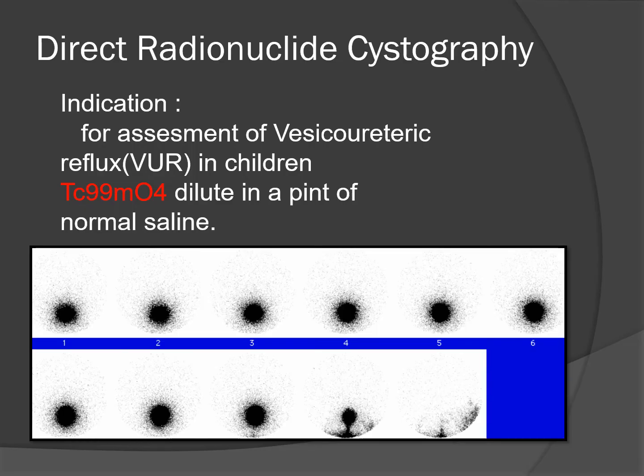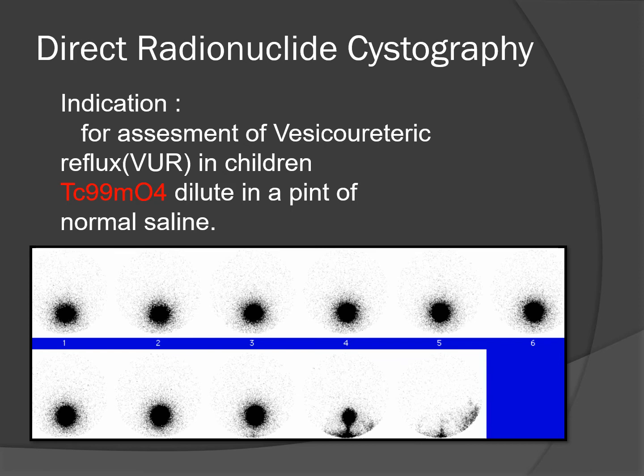Then we go to direct radionuclide cystography. The indication is to assess vesicoureteric reflux. Usually the patient comes with recurrent UTI or an antenatally diagnosed hydronephrotic kidney. So after the neonate or infant is 1 month or 2 months old, usually they will assess why this happened. One of the possible causes is vesicoureteric reflux.